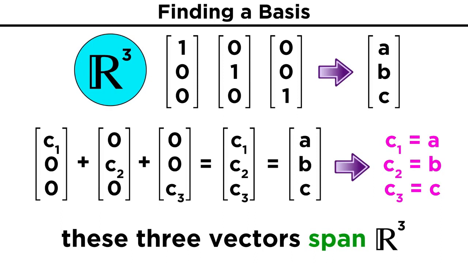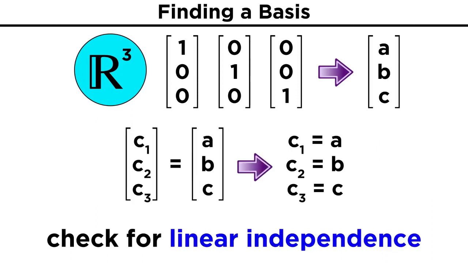Because we found a solution that's possible for any a, b, and c, these three vectors span the vector space R3. We can easily check that these three vectors are linearly independent by setting the right side equal to 0. So because a, b, and c equal 0, and as we saw, c1 equals a, c2 equals b, and c3 equals c, these scalars all end up being 0 as well.